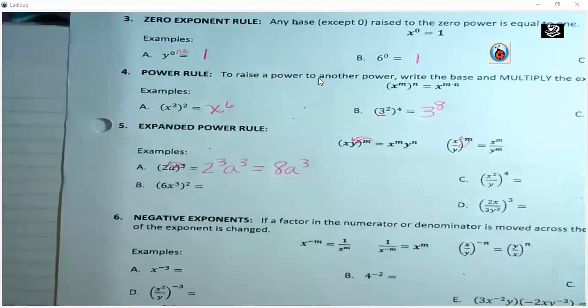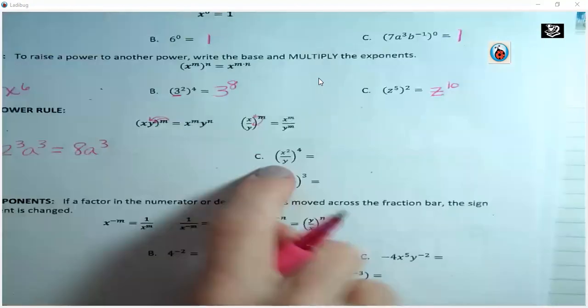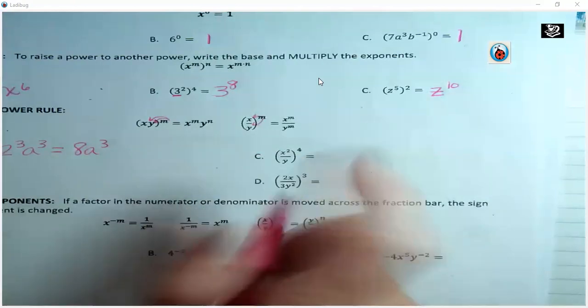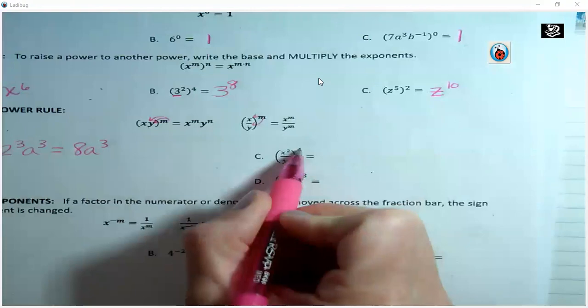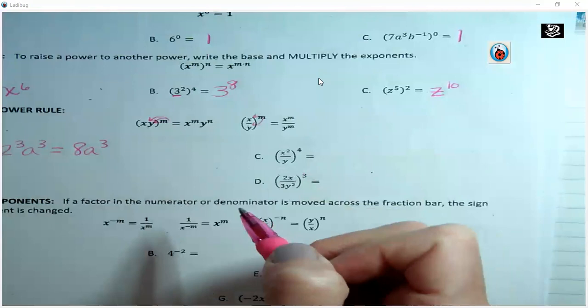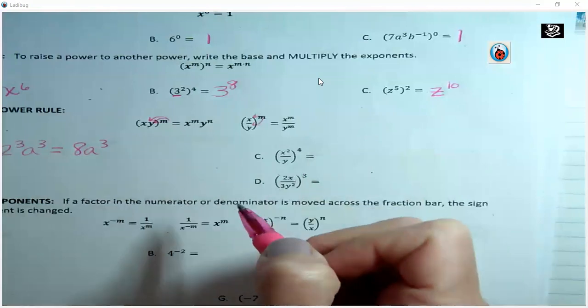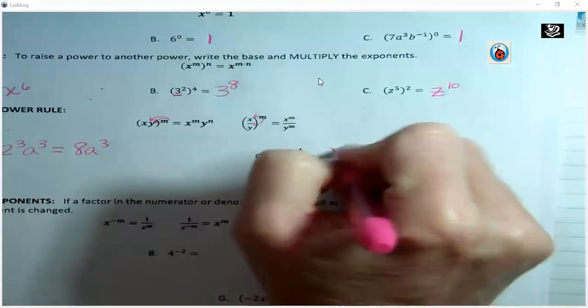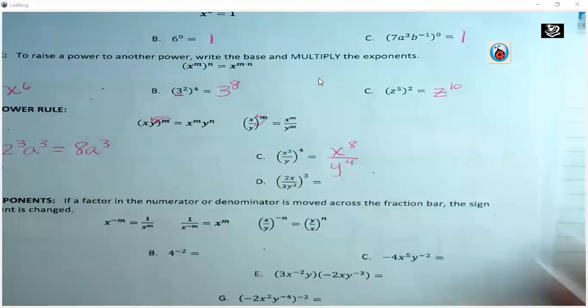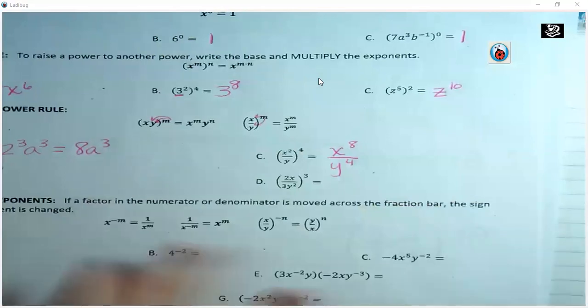Okay. All right. This one, the 4 goes to both of them. What am I doing with the 2 and the 4? Multiplying them. Good. So that gives me x to the 8th and y to the 4th. That's my answer.